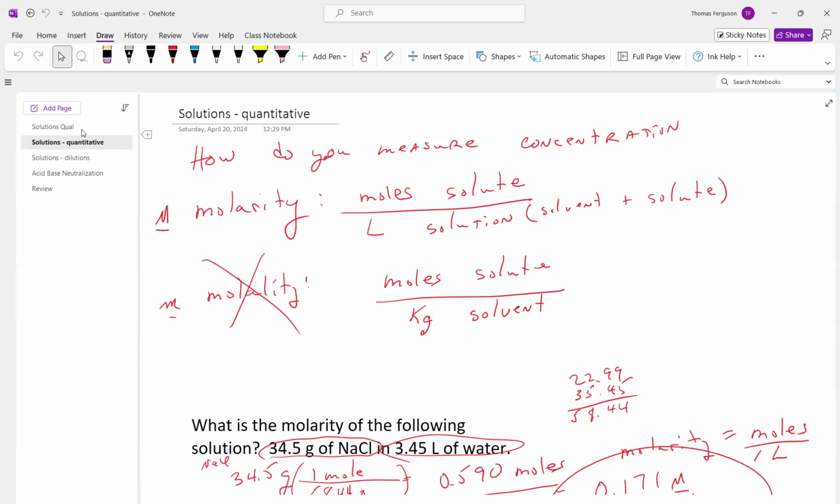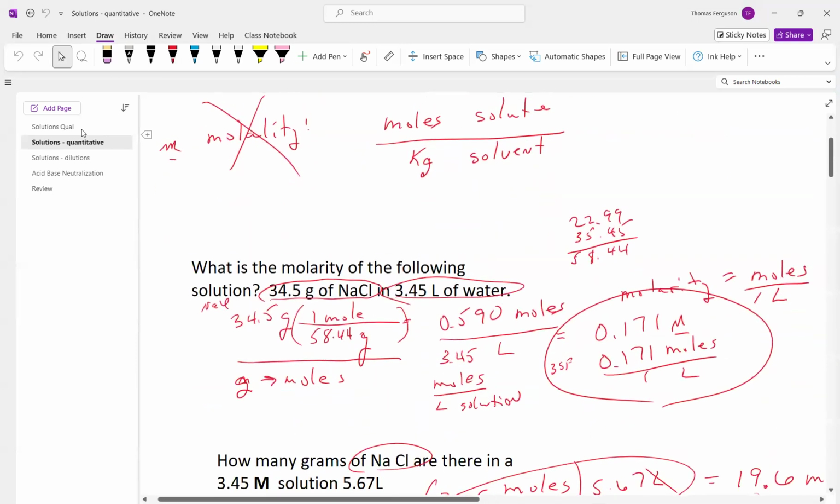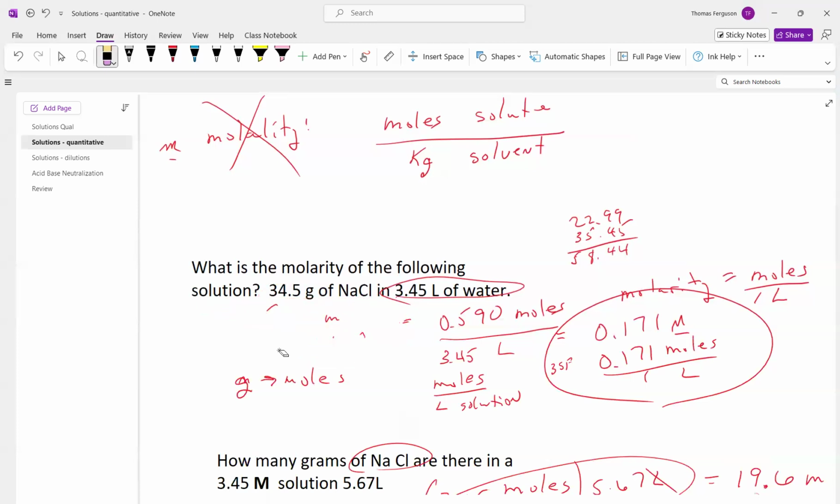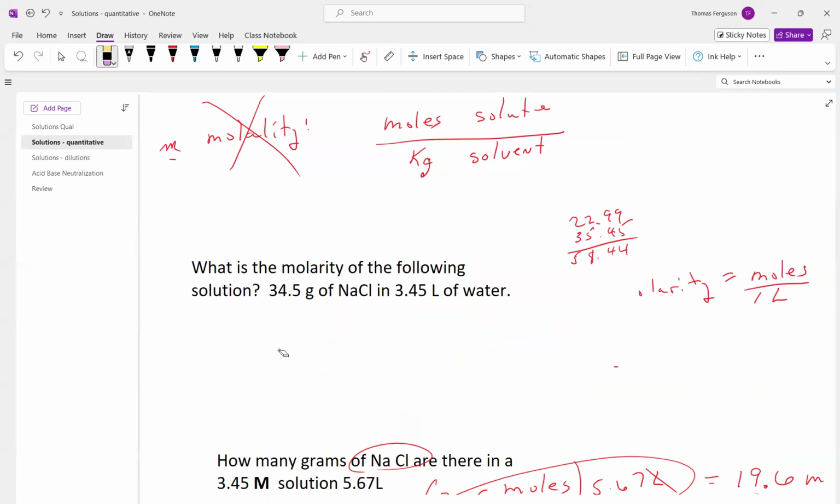Okay, so I'm going to do one example of a typical problem you'd run into. So when you're doing molarity calculations, you have to know 2 things. You have to know moles and liters.